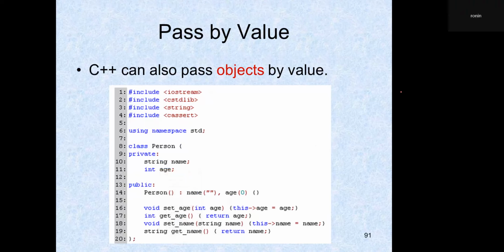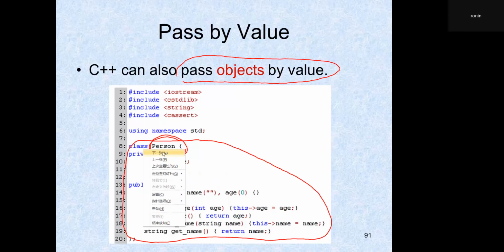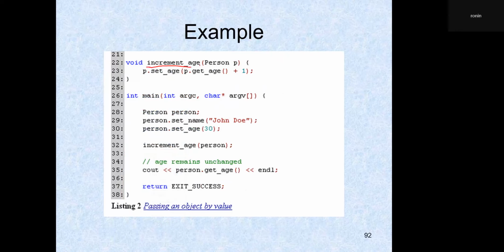And pass by value can pass an object to the function. Here we define a class named person. We define a person class. And here, increment age, the parameter is only one parameter. The parameter's type is a person. And in this function, we get the age and add one to it, set it as the person's age. This parameter is a pass by value.